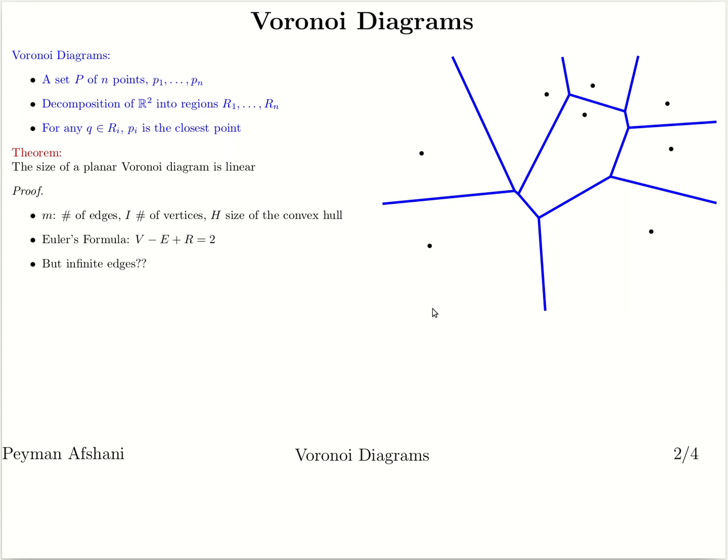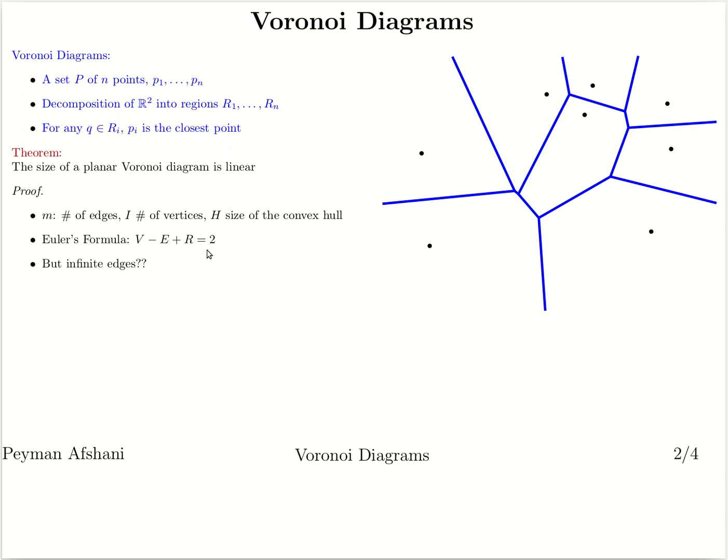The next thing we would like to prove is that the size of the Voronoi diagram is linear in the plane. So what do we mean by size? The size is essentially the total number of vertices and edges of a Voronoi diagram. Assume that m is the number of edges and v is the number of vertices of the Voronoi diagram, and h is the size of the convex hull of all the points. We'd like to use Euler's formula that says in a planar graph, the number of vertices minus the number of edges plus the number of regions equals 2.